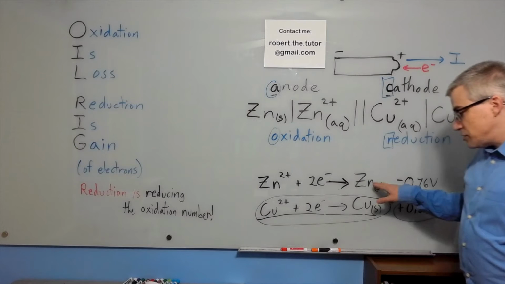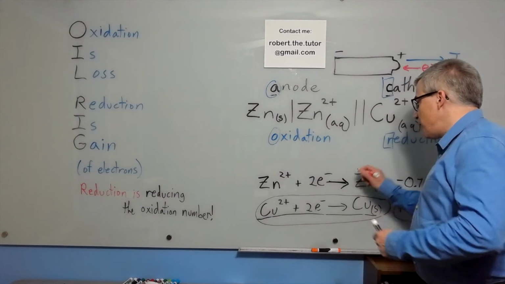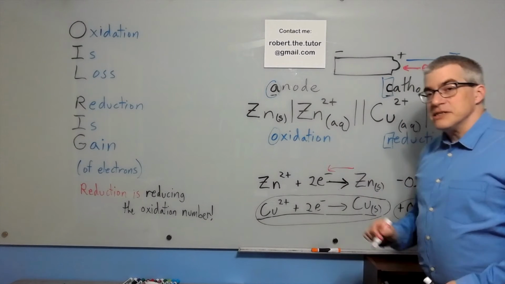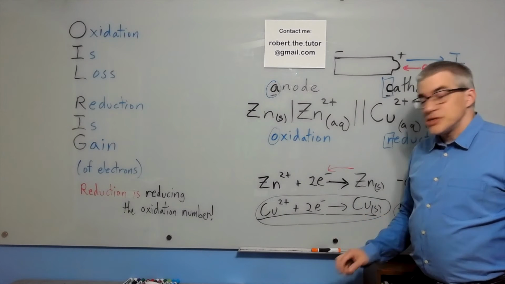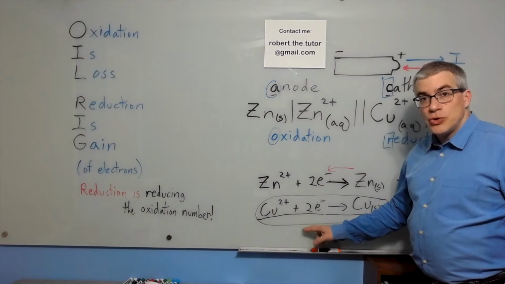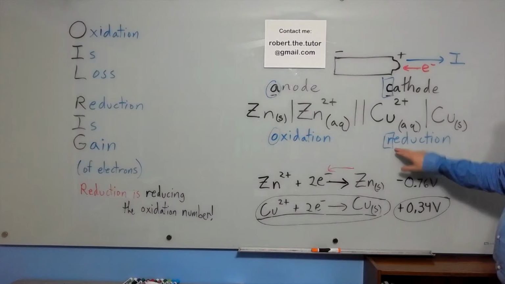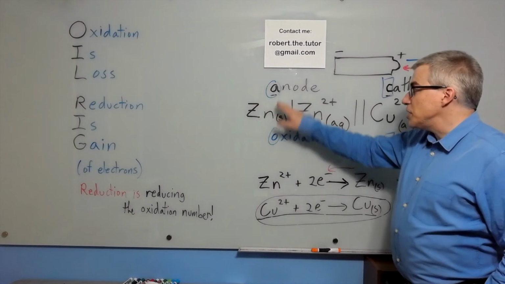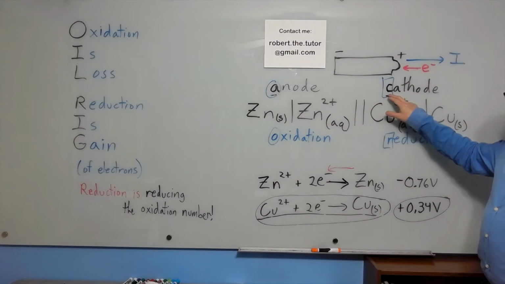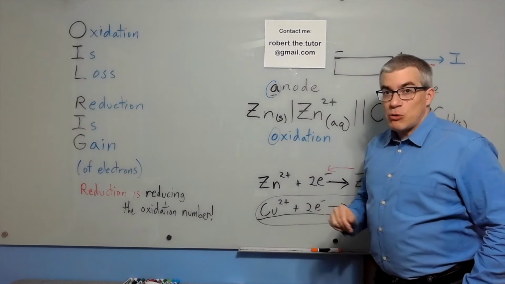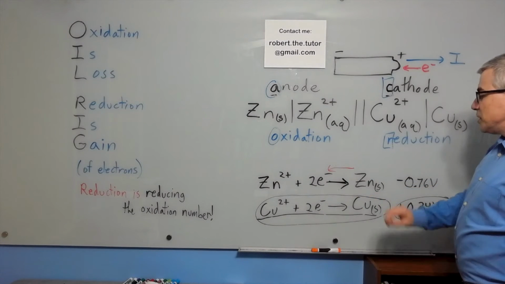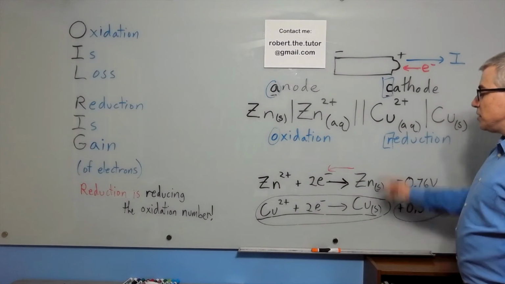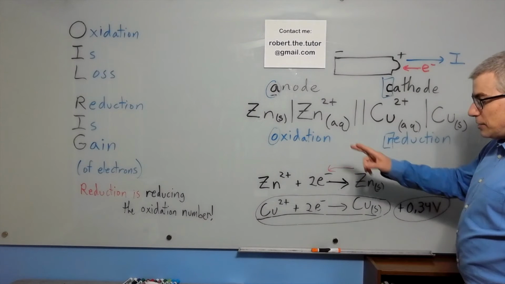This is written as a reduction, but it actually has to happen backwards because the zinc is getting oxidized. Next, is reduction at the cathode or the anode? Reduction is at the cathode, oxidation at the anode. R and C are consonants, O and A are vowels. So the copper is being reduced at the cathode. The zinc is being oxidized at the anode.